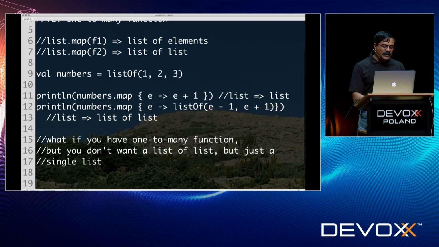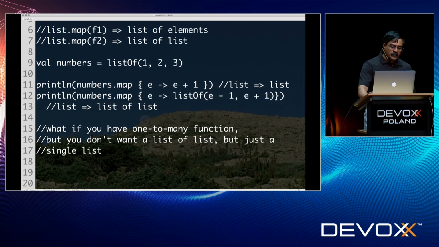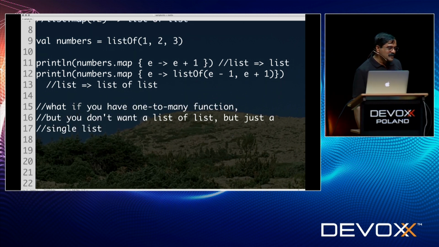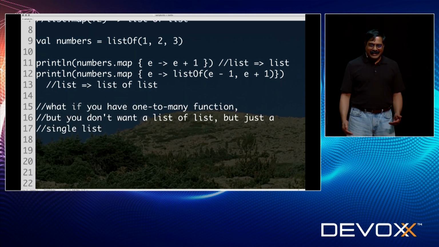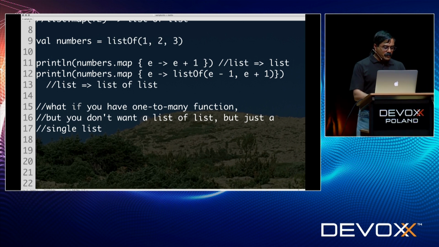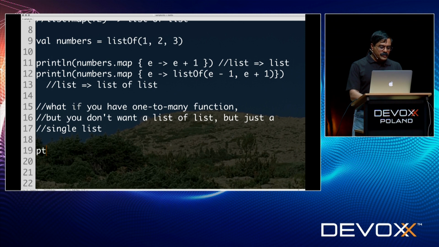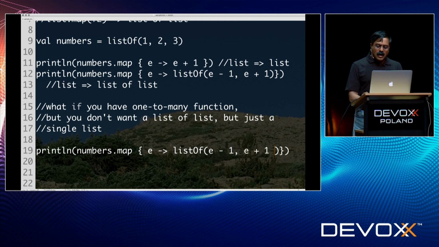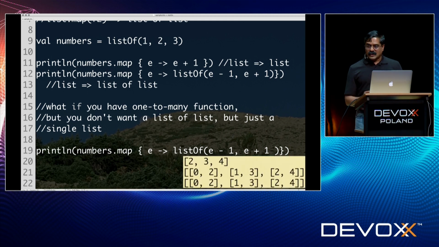Well, if you just want a single list, what can you do? You will map it, and then you will flatten it, isn't it? Let's see if that works. So here's what I'm going to do. I'm going to take numbers, and then I'm going to say map, given an element, list of e minus 1, comma, e plus 1. Let's start with this, baby steps first of all. When I run this code, the output is the same as the one before. That's exactly what we got.